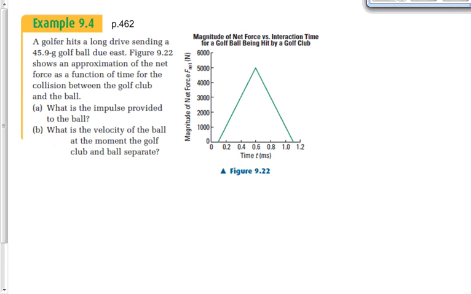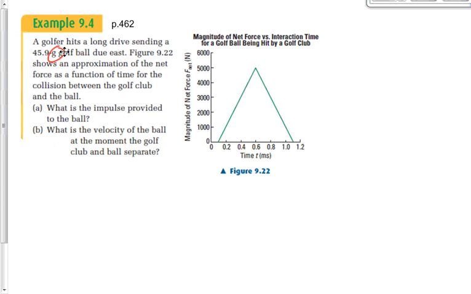Okay, one quick example here, and then we'll wrap it up. Drop our ice here, okay? It says, a golfer hits a long drive, sending a 45.9 gram golf ball. Hey, you're going to take your highlighter right now, or your red pen, and circle that because we don't want grams. It shows an approximation of the net force as a function of time for the collision between the golf ball and the golf club. We want to find the impulse and the velocity after they separate.